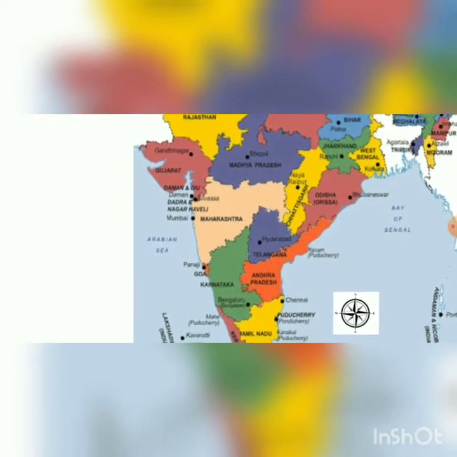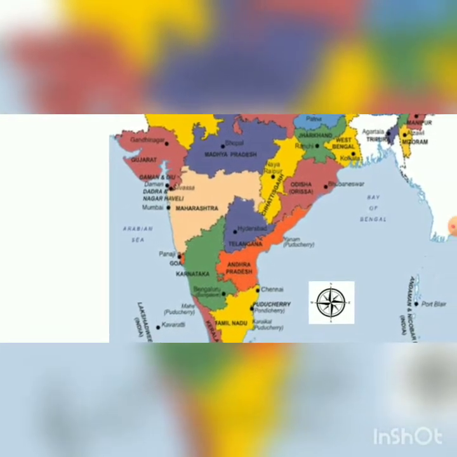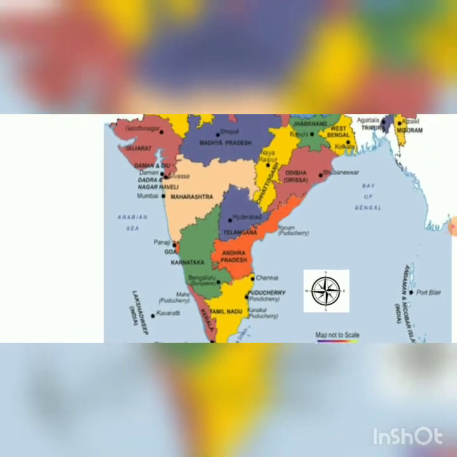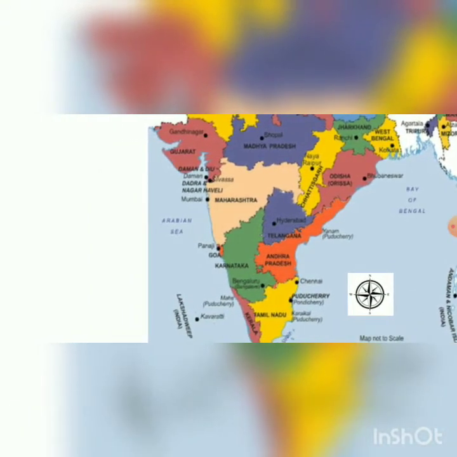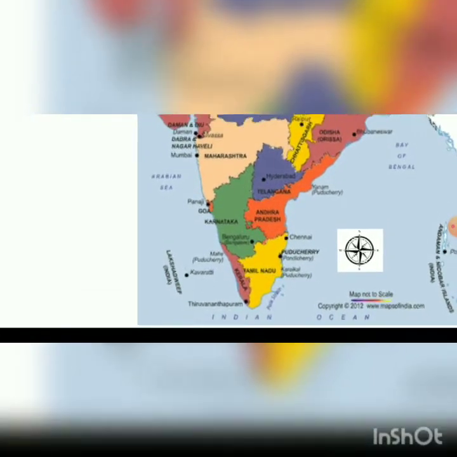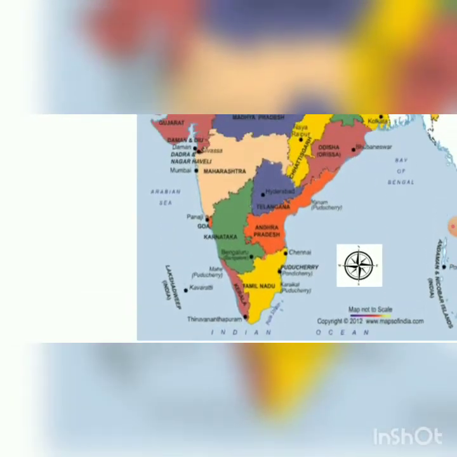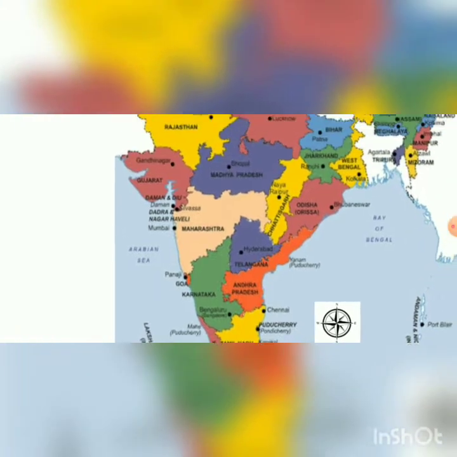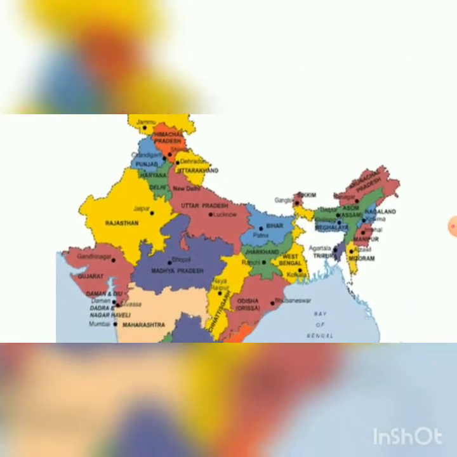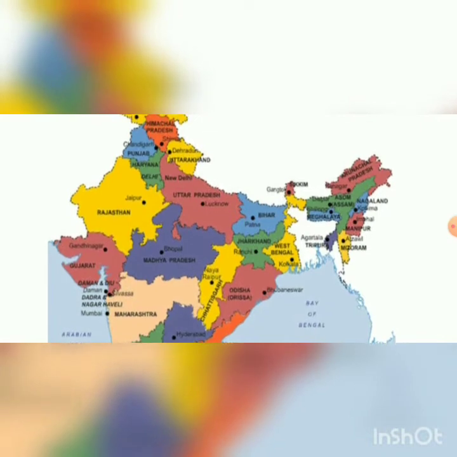states in India. All right, now you can see that India is surrounded by water on the west, on the south and on the east. West is Arabian Sea and east is Bay of Bengal. To the south it is Indian Ocean. All right, children. Now let us study the next map.